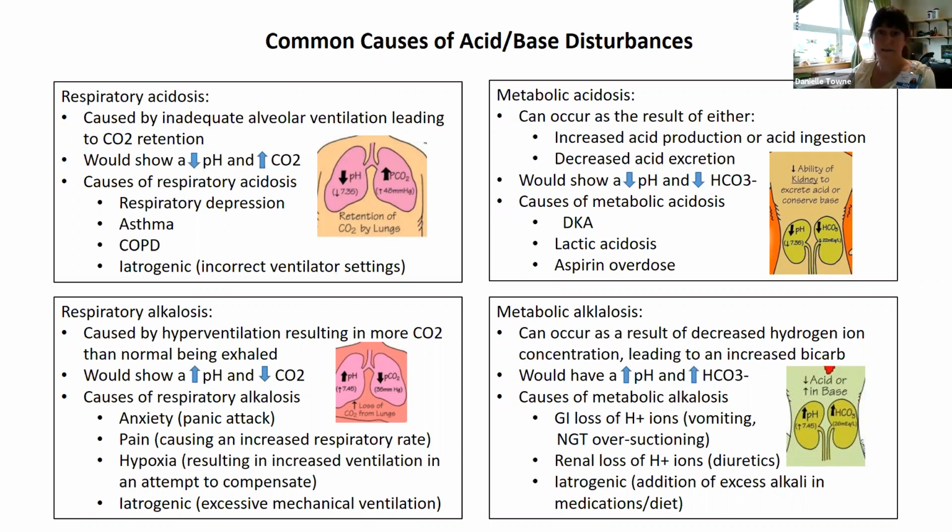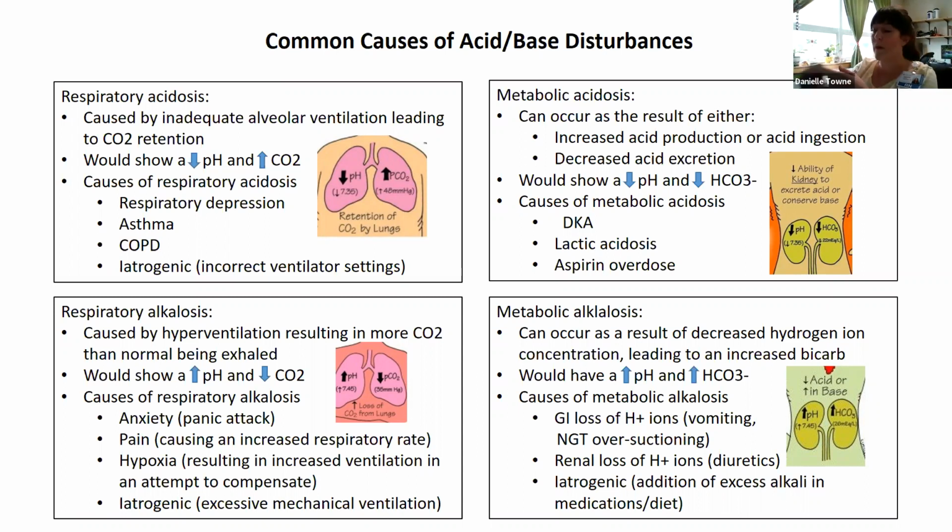And then our metabolic alkalosis. This isn't something that we see as frequently, but there's a decreased amount of hydrogen ions, and we have an increased bicarb, which is what's leading to that higher pH, right? Because bicarb is basic, higher pH.